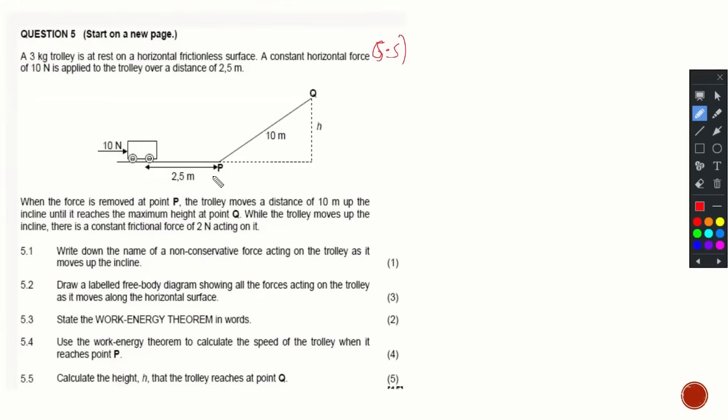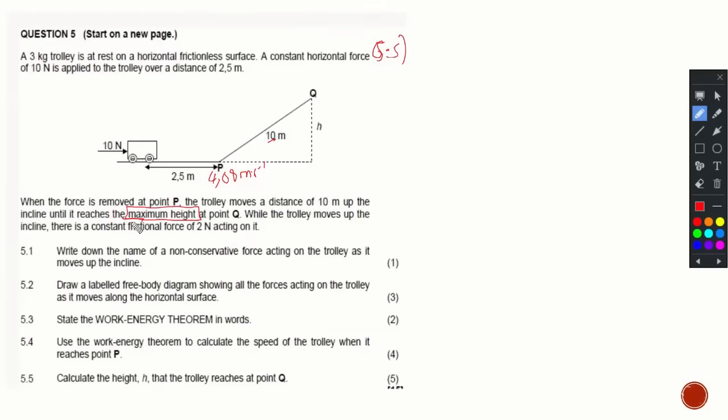So let's save the velocity. It's 4.08 meters per second. And then they're saying it reaches a distance of 10 meters. So there is a displacement of 10 meters up the incline until it reaches a maximum height. Note this, until it reaches a maximum height.